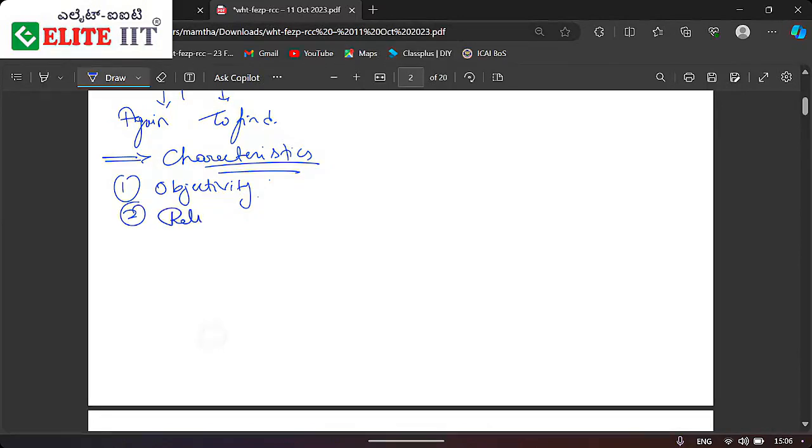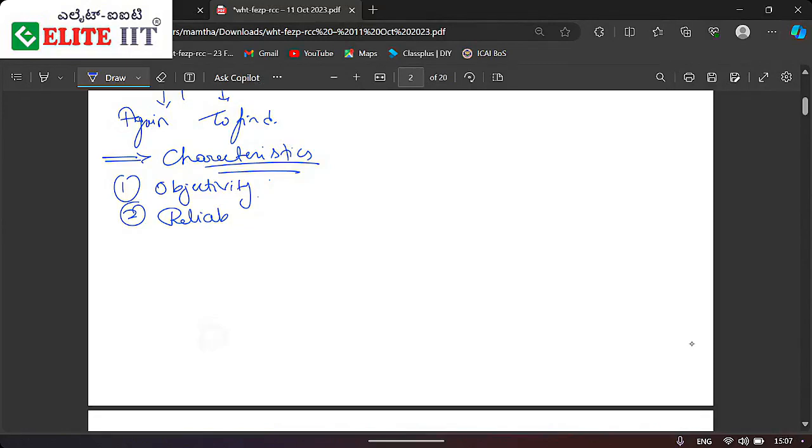Next, it should be non-biased. The outcome, whatever you are going to get, should not be in any kind of influential manner. What I mean is, you have to critically examine, and in one sense you should avoid the bias itself. Completely according to the results you get, you have to explore them.